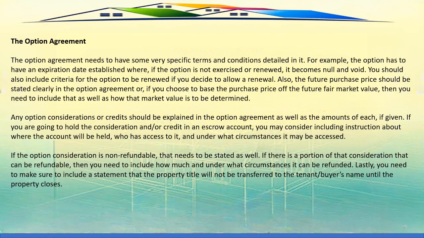The option agreement. The option agreement needs to have some very specific terms and conditions detailed in it. For example, the option has to have an expiration date established where, if the option is not exercised or renewed, it becomes null and void. You should also include criteria for the option to be renewed if you decide to allow a renewal. Also, the future purchase price should be stated clearly in the option agreement, or, if you choose to base the purchase price off the future fair market value, then you need to include that as well as how that market value is to be determined.